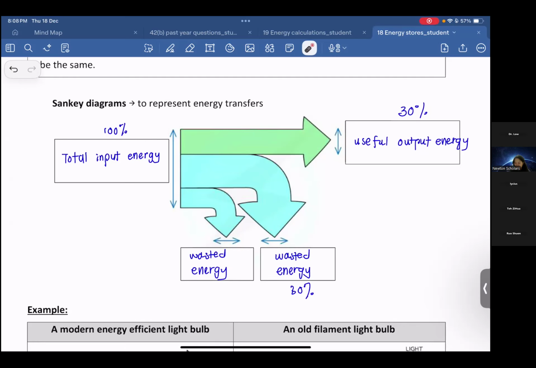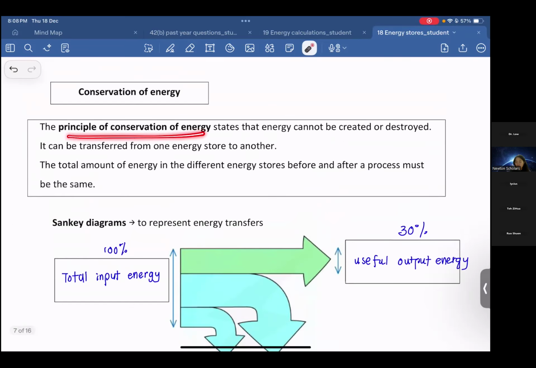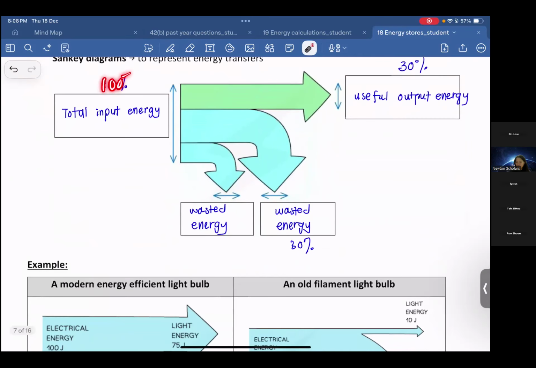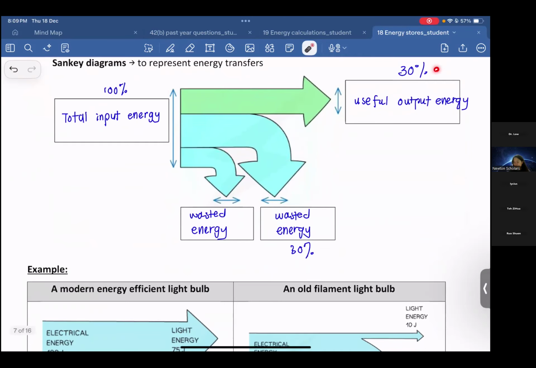So just now we said the principle of conservation of energy: energy must be conserved. Before and after must remain the same. So before that is 100%. Then after that the useful one is 30%. Wasted here is 30%. Then in order to fulfill it, 30, 30, this one must be 40. But of course here maybe we can put 45%. So 75, and this one is 25%.